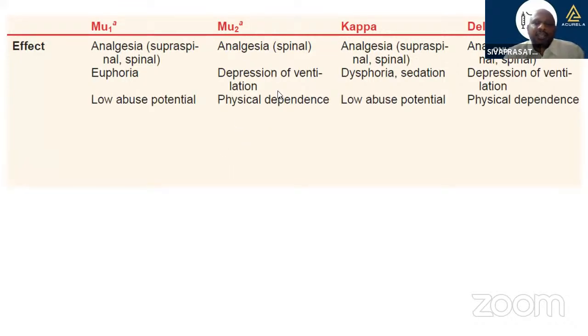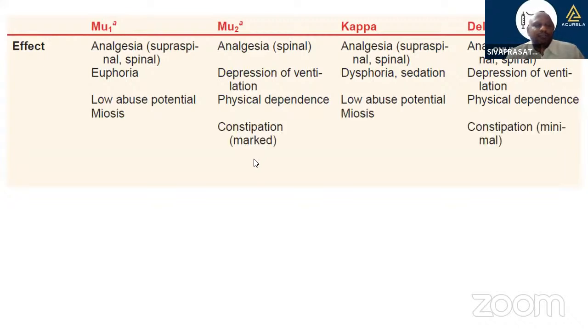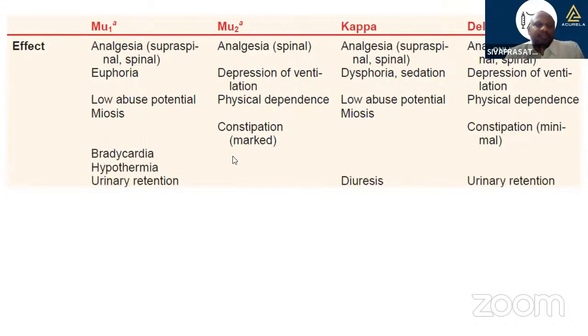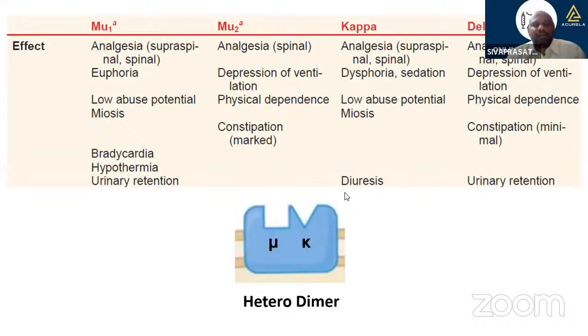Mu2 also has physical dependence potential. So as you can all see from this, stimulating mu1 is beneficial and mu2 is not so beneficial. All these receptors produce some amount of miosis, and constipation is markedly produced with the mu2 receptor. There is also a diuretic potential for kappa. As we go ahead, we will see these kappa agonists. They all produce some amount of diuresis.